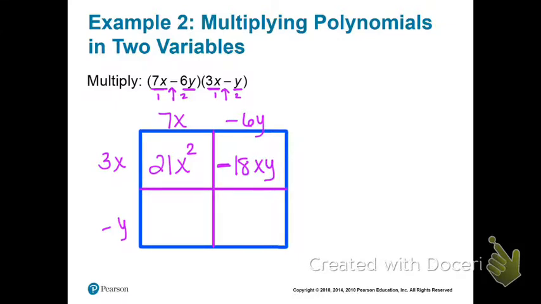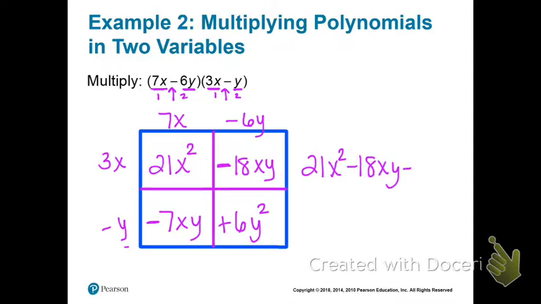Negative y times 7x, a negative times a positive is negative. I only have the number that's a 7, and then I have a y times an x, so we'll list them both in ABC order. And then the last one, negative y times negative 6y. Negative times negative is a positive. We just have the 6 as a number, and we got y times y, which is y squared. So we have 21x squared minus 18xy minus 7xy plus 6y squared.